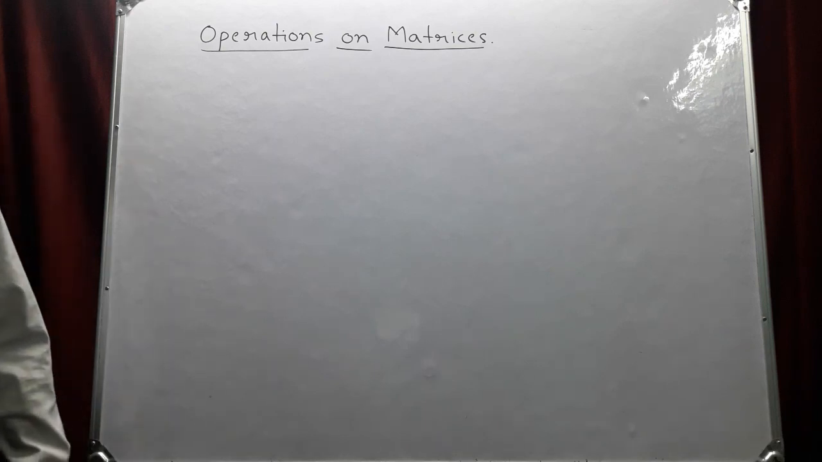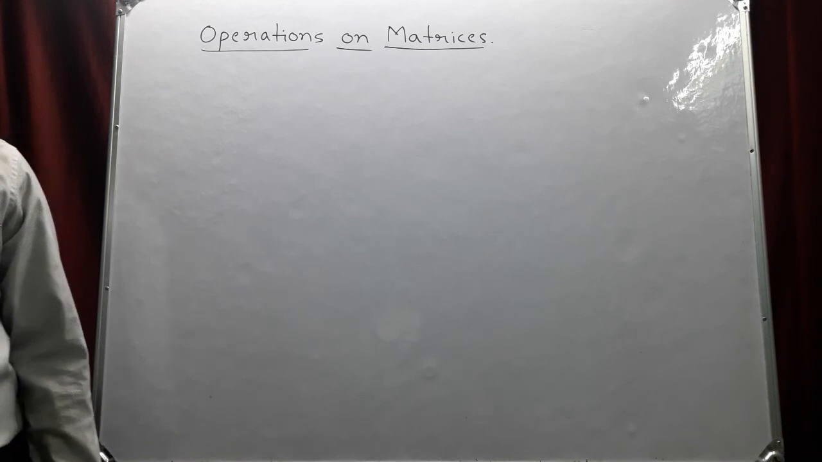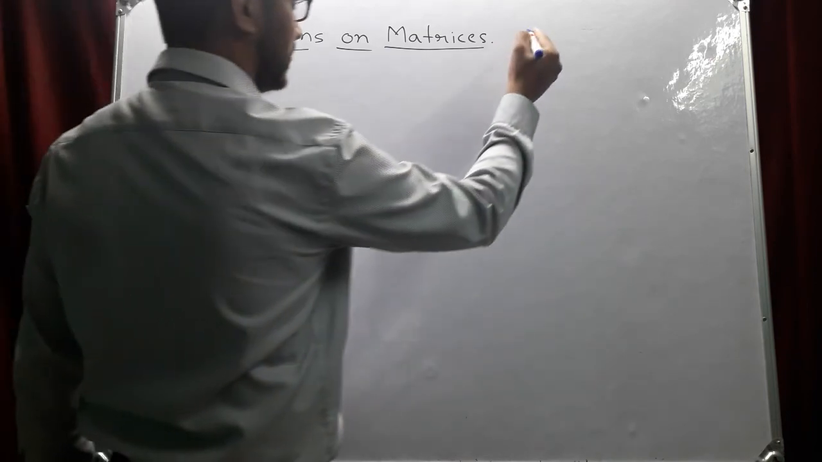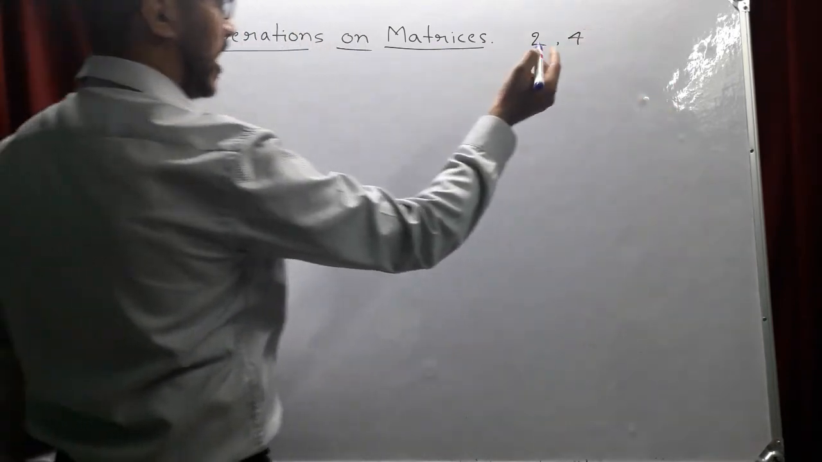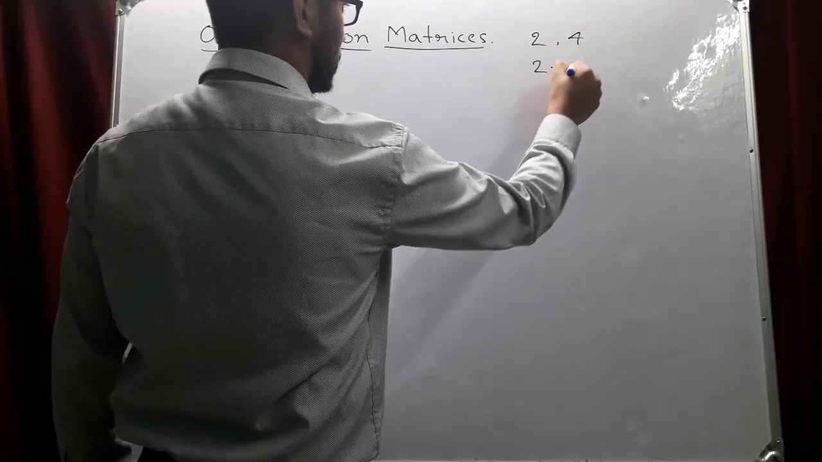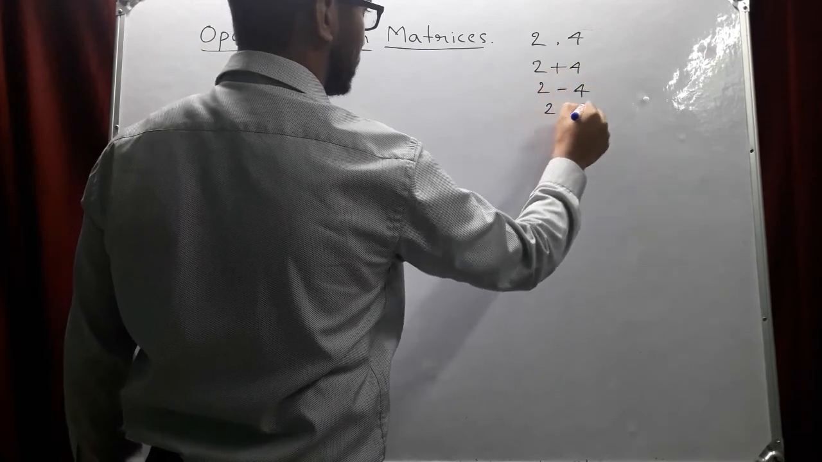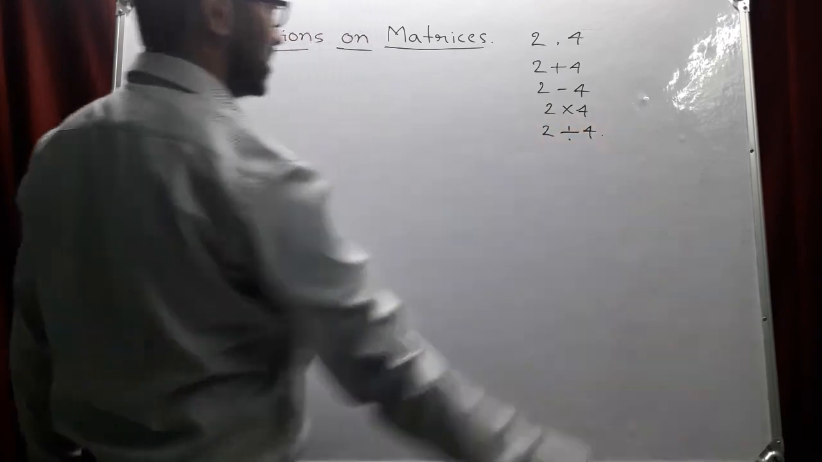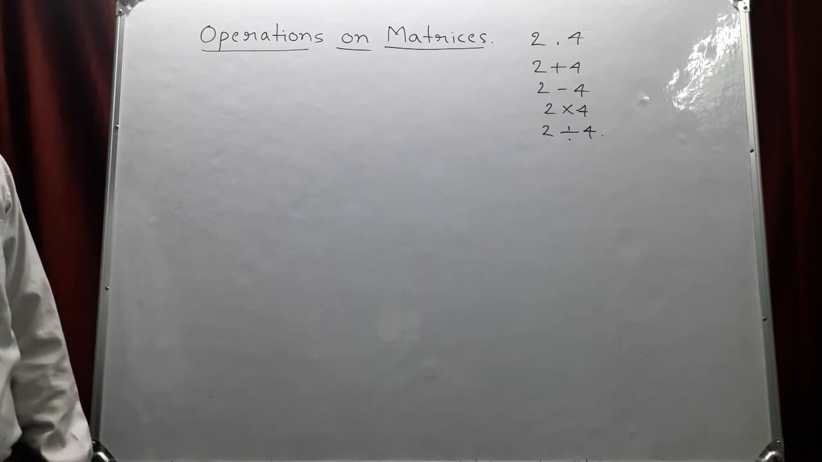Hello everyone. So in your lower classes you have seen different operations that can be performed on given numbers. Suppose two numbers are given, say 2 and 4. So you know how to add these numbers. Similarly, subtracting one number from another, multiplying as well as dividing one number by another number.